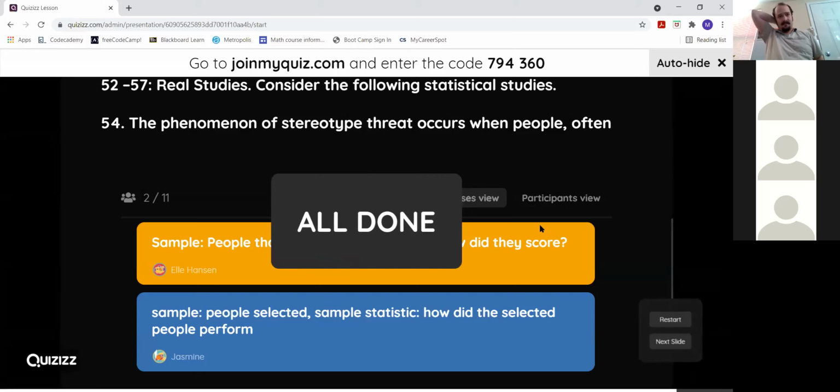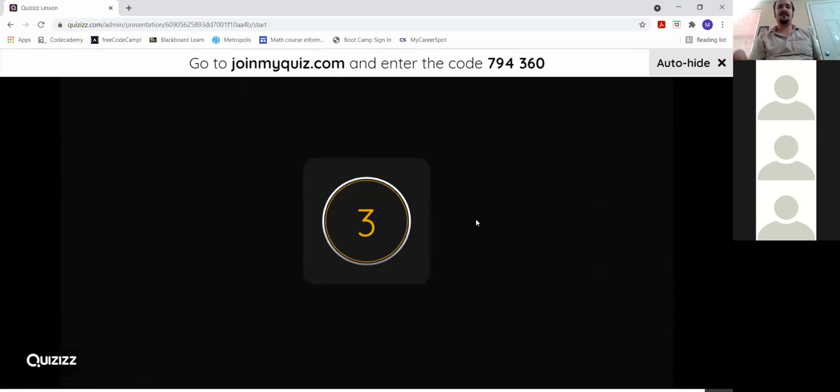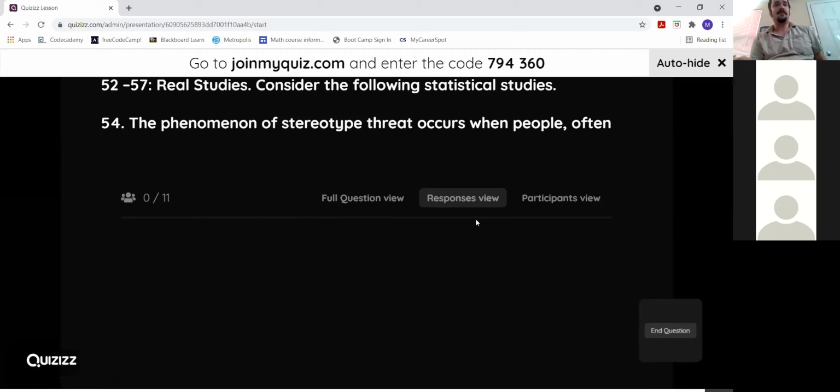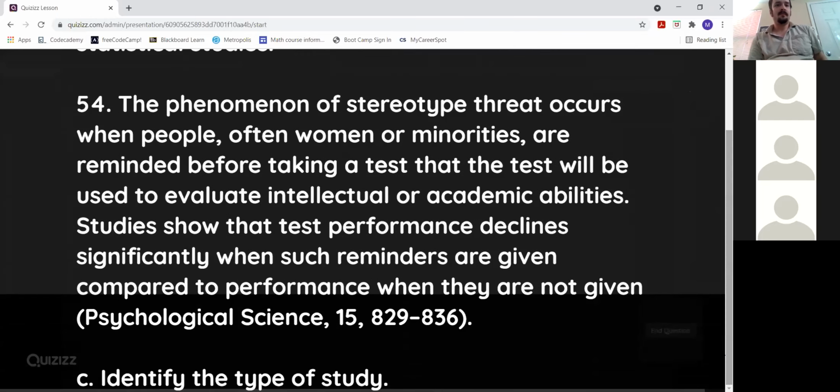And then the second to last. Second to last thing we're going to talk about is, what do they say on this one? What more do you need to know? Identify the type of study. Is this observational or experimental?